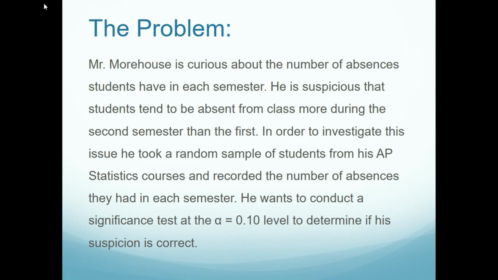Okay, the problem we're going to be dealing with today is Mr. Morehouse is curious about the number of absences students have in each class. He is suspicious that students tend to be absent from class more during the second semester than the first. In order to investigate this issue, he took a random sample of students from his AB Stats courses and recorded the number of absences they had in each semester. He wants to conduct a significance test at the alpha equals 0.1 level to determine if his suspicion is correct.